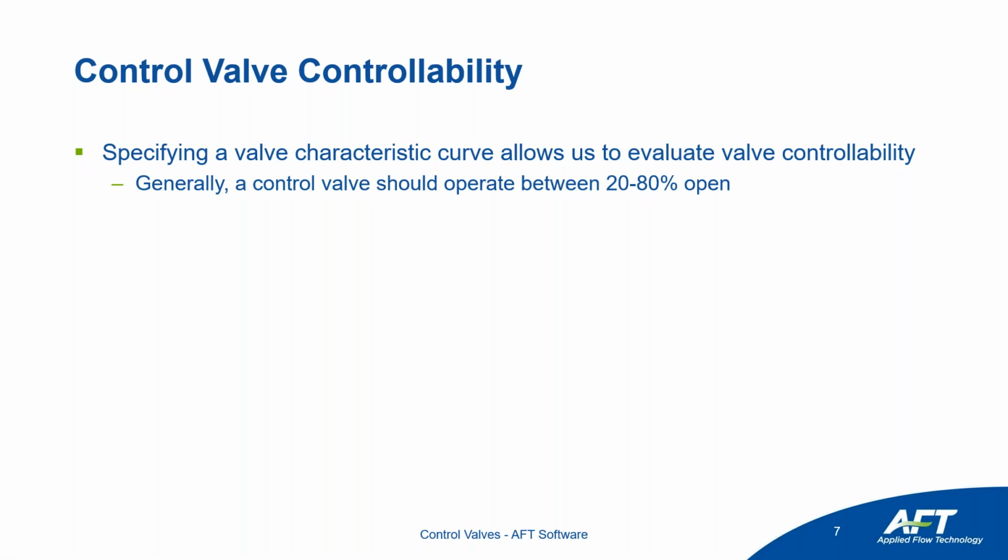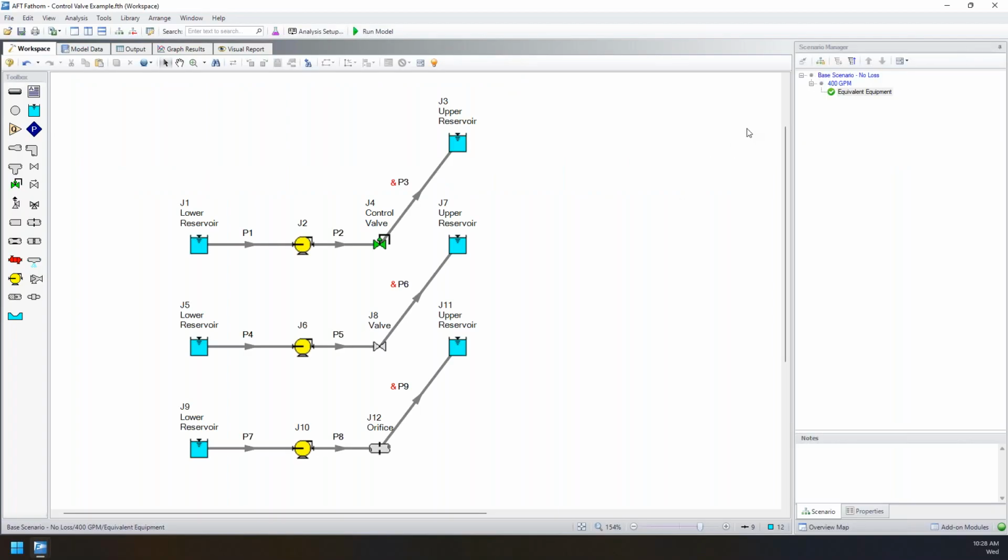So that means at your lowest flow rate, it should be about 20% open. At your highest flow rate, it should be about 80% open. Obviously, that gives you some leeway for that engineering uncertainty as well. So let's go back into the software and we'll see how we can accommodate that.